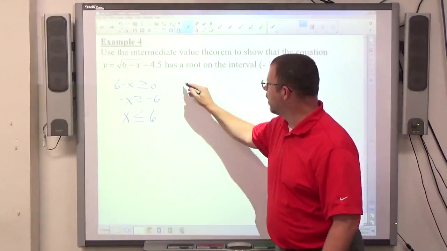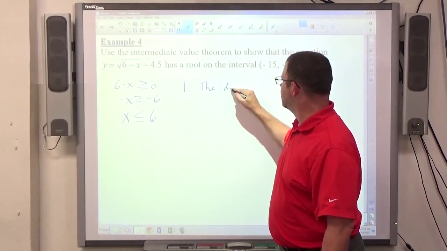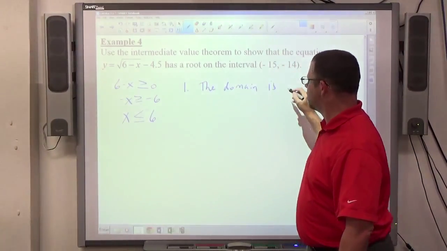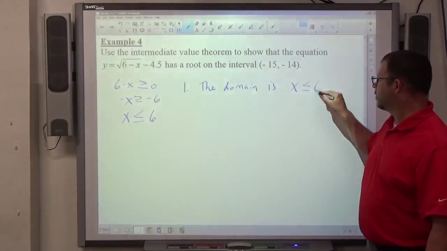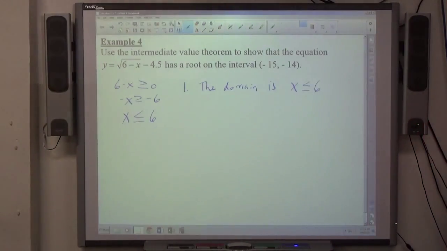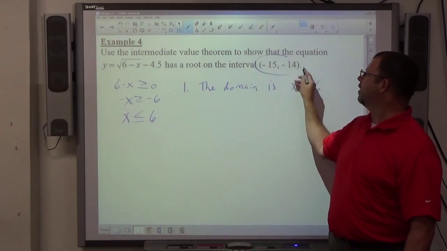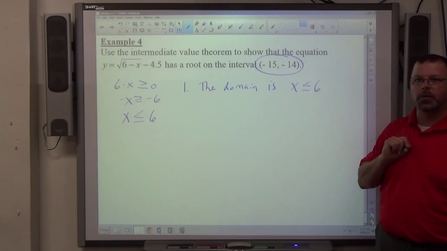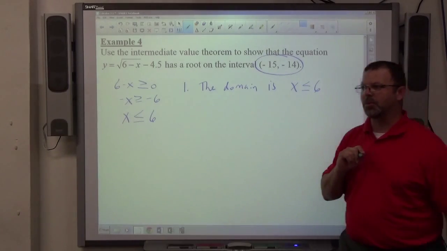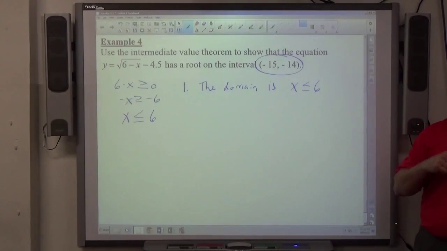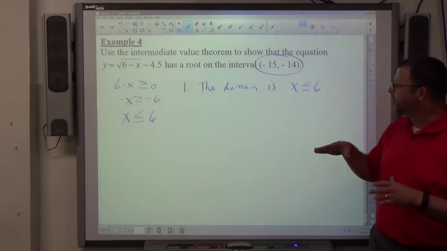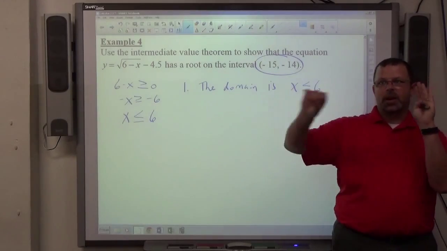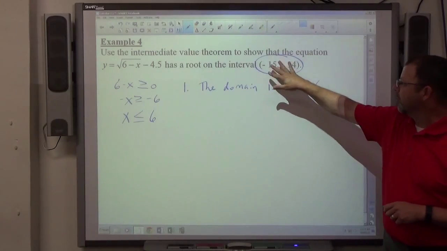So, step 1. The domain is x less than or equal to 6. Look at our interval, negative 15 and negative 14. Is there anybody in here who does not believe that all the numbers between these, along with those two numbers, are less than or equal to 6? Okay, absolutely good. If you did, we'd have to have a discussion about why you're in this class, because that would be bad. Anyway, 6 is here, negative 15 and negative 14 are there, we're going that way, right? So all these numbers are less than 6.